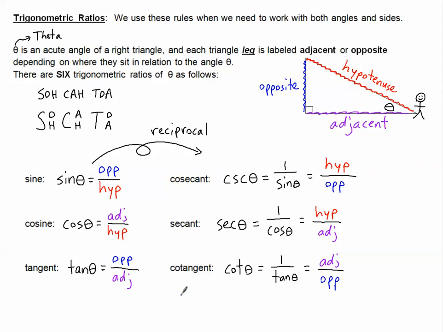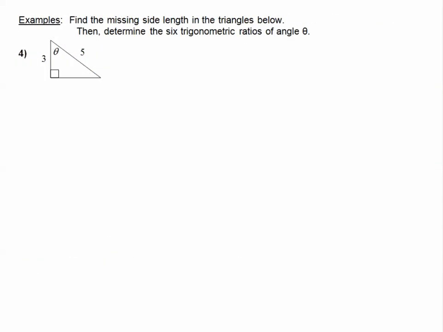So let's use these 6 trigonometric ratios and solve our final 2 examples. Let's look at example 4. The directions: find the missing side length in the triangles below, then determine the 6 trigonometric ratios of angle theta. Okay, so we have angle theta, but we're missing one of the sides. So let's just call it x. You can call it whatever variable you want.